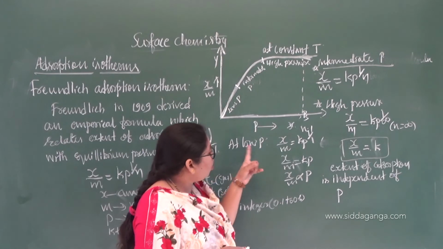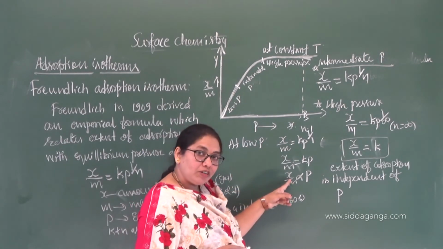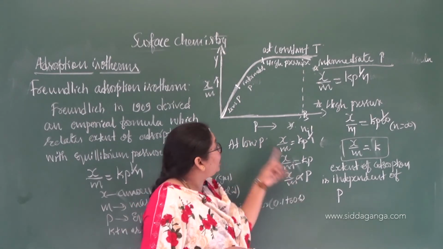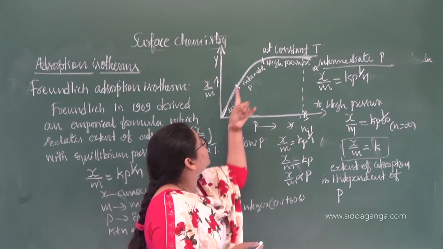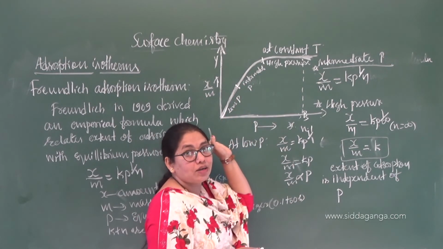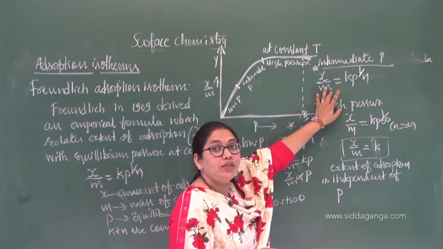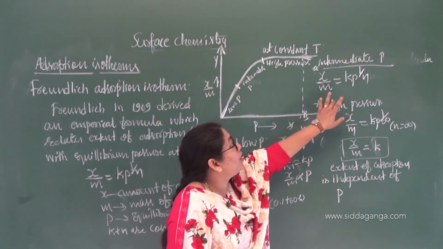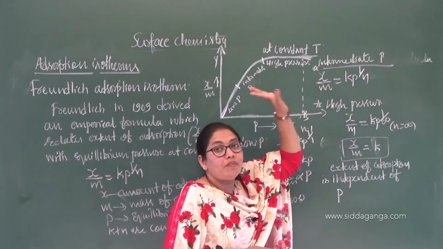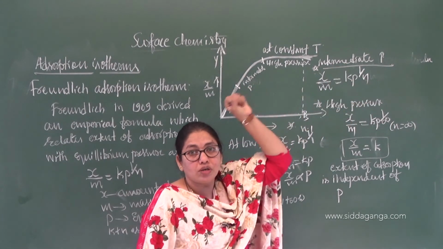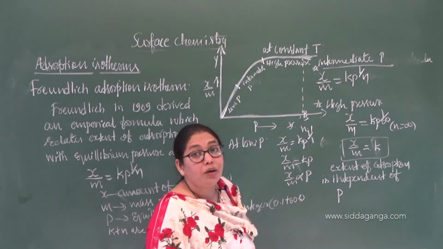So at low pressure, the extent of adsorption is directly proportional to the pressure. It increases with an increase in pressure, and decreases with a decrease in pressure. That is the concept. At intermediate pressure, we can explain it with the Freundlich adsorption isotherm: x by m is equal to K p to the power 1 by n. That equation holds good perfectly at intermediate pressure.